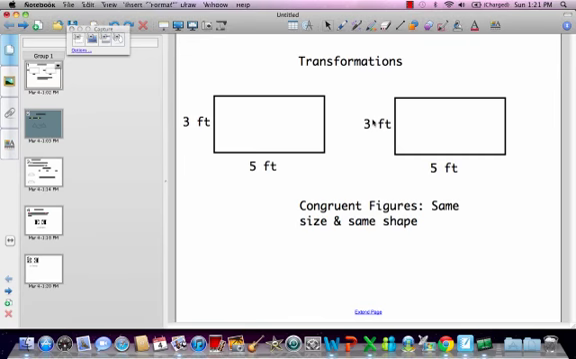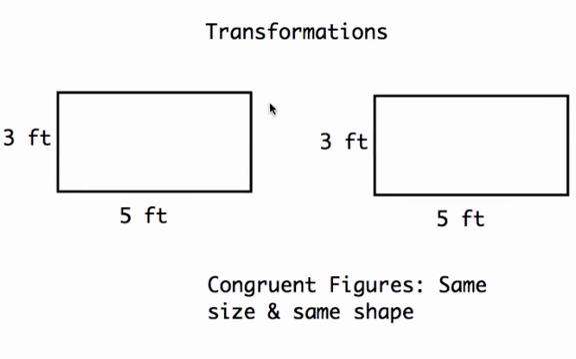Alright, so we're going to look at transformations, but before we can do that, let's talk about the word congruent. It should be familiar by now. Congruent figures, they just have the same size and the same shape. So these rectangles here, these are congruent rectangles, right? They're the same size and they're also the same shape.